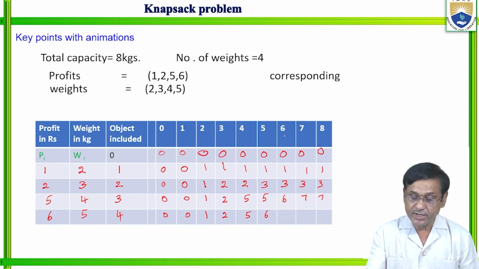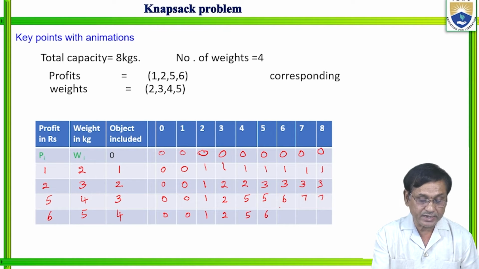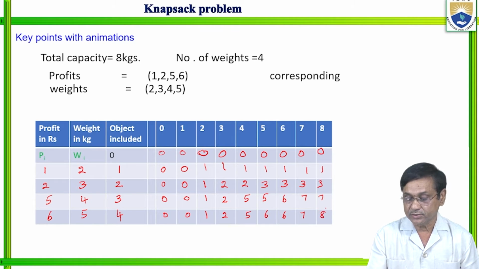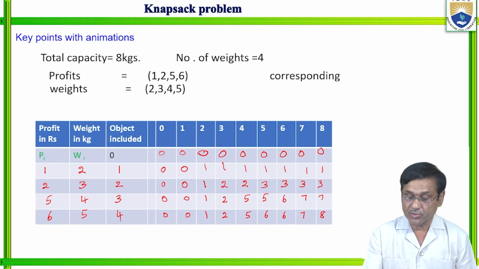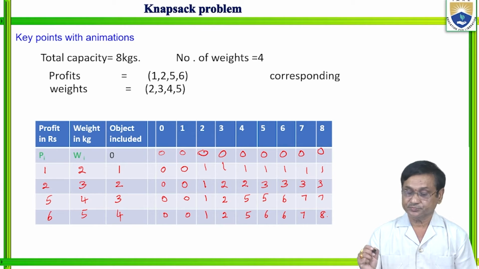When the weight is 6 kg, now you can consider 4 plus 2. 4 plus 2 is 6, here also 6, and if you put 5 also, again you will get 6. When it is 7, 5 plus 2 is 7, or 3 plus 4 is also 7, you can get 7. And when the weight is 8, you can put 5 plus 3, which is 8 kg, or 6 plus 2 is 8. So we are getting the maximum of 8 in the last.